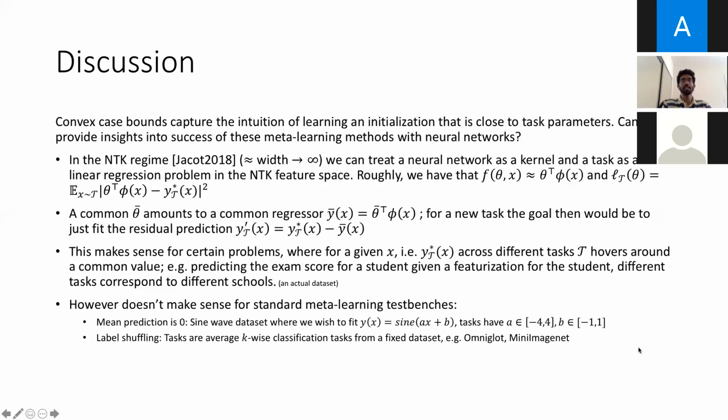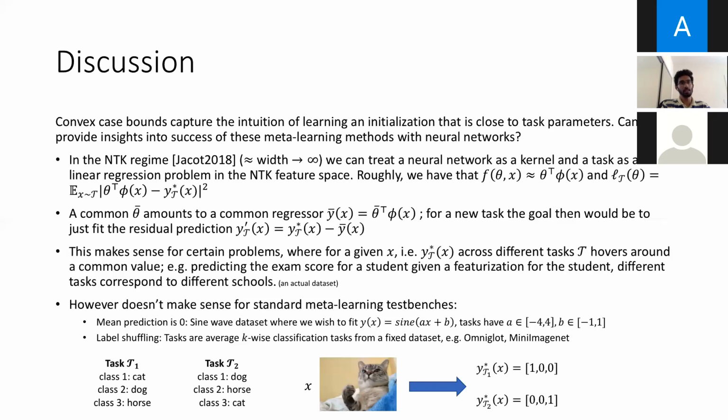Similarly, in the other popular test bench of this average k-wise tasks, you take a dataset like mini ImageNet, let's say, which has around 200 classes, let's say dogs, cats, etc. And the inputs are images. Every task is a classification problem with 5 randomly sampled classes from these 200 classes. In this, you have the issue of label shuffling.